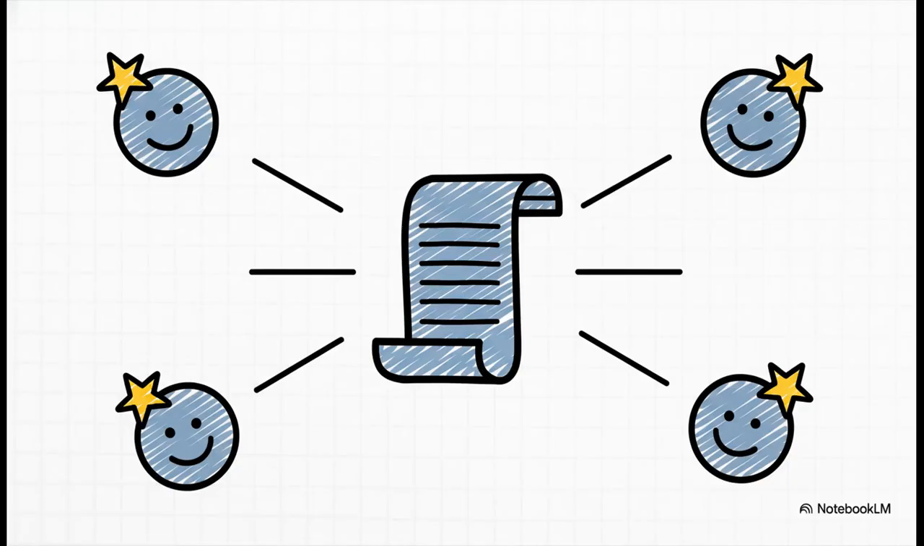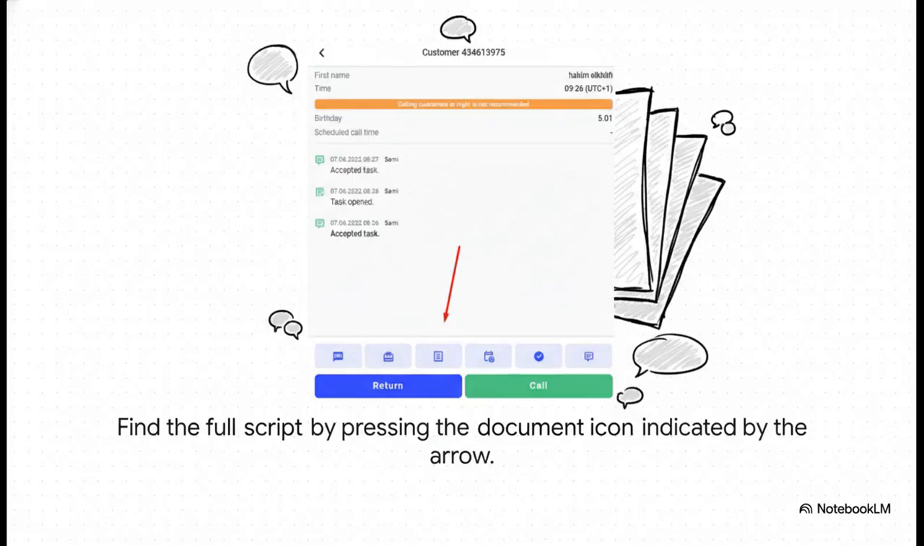Look, we want every customer to have a really consistent and professional experience. And that's why we have this script. It totally takes the guesswork out of the conversation and helps keep you right on message. To pull up the script, just look for the row of icons right above the Call button. You're looking for the one that looks like a little document. Click that and the whole script will pop right up for you to follow along.